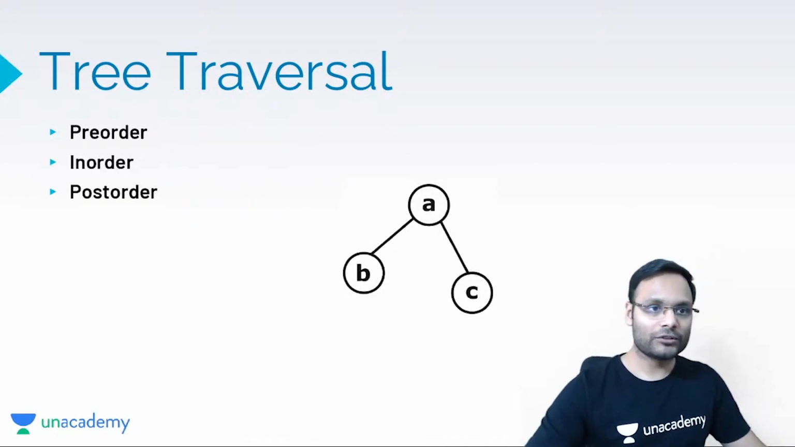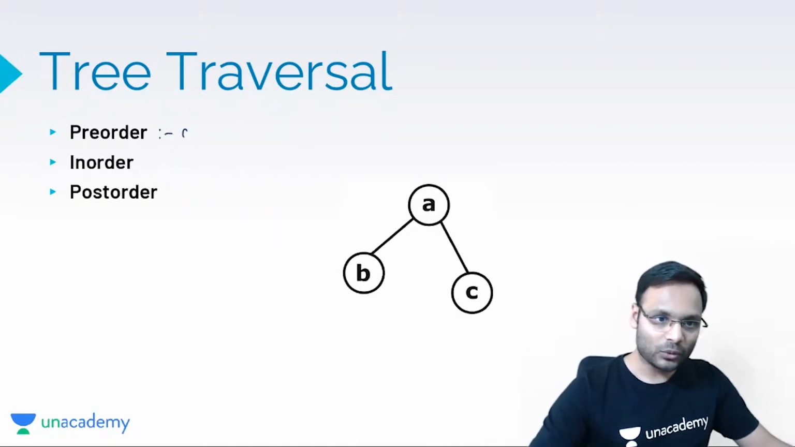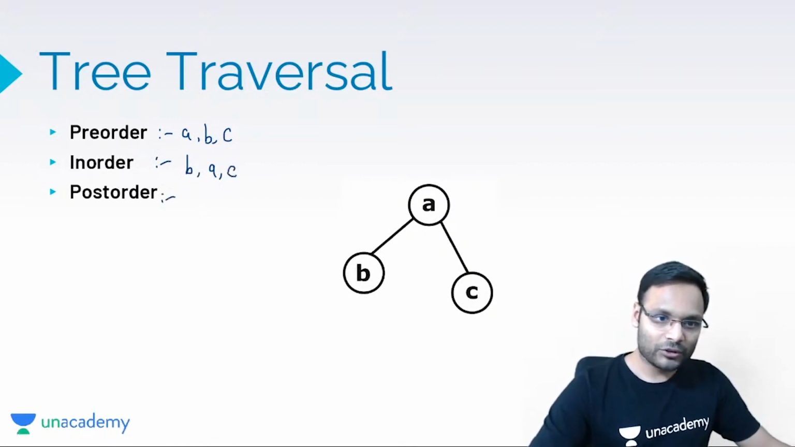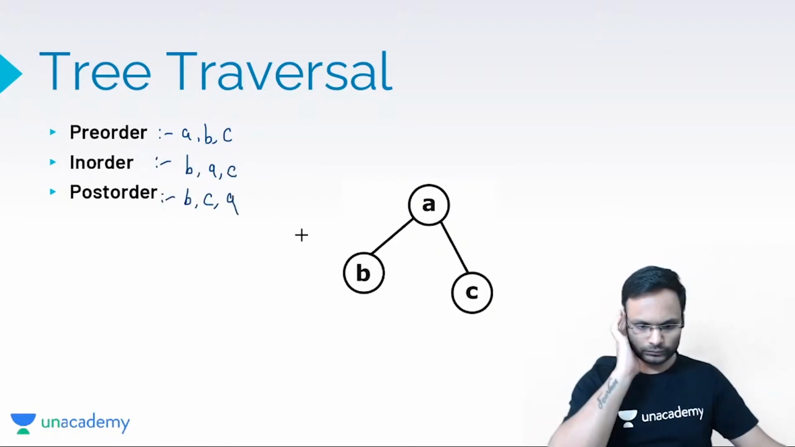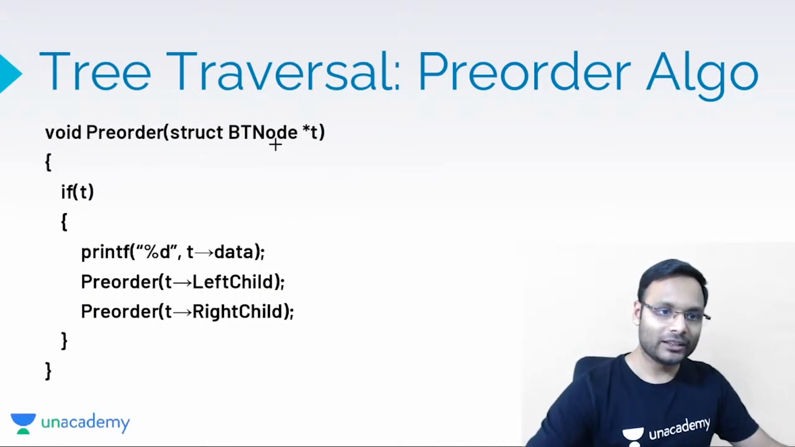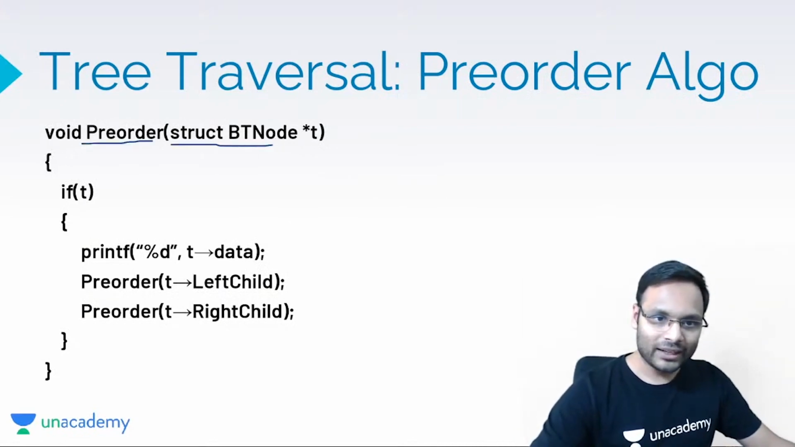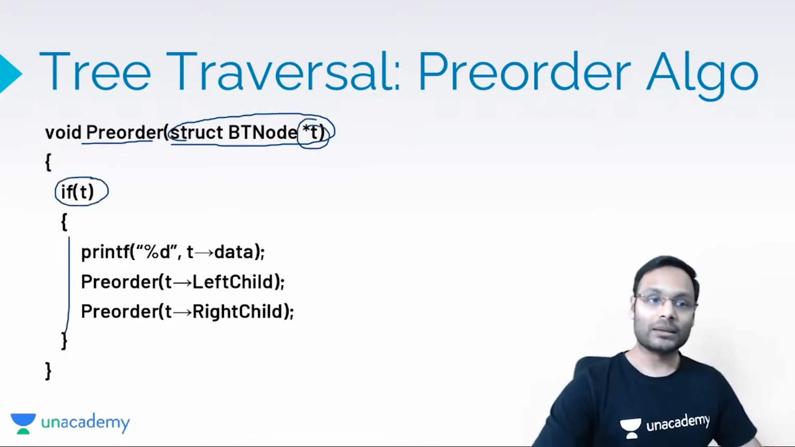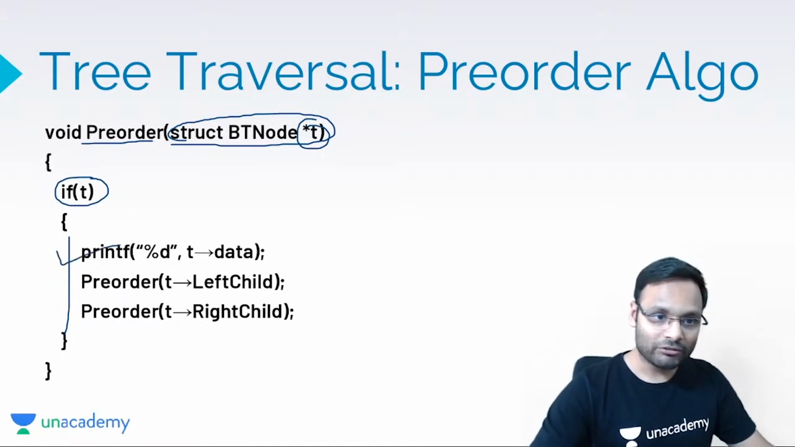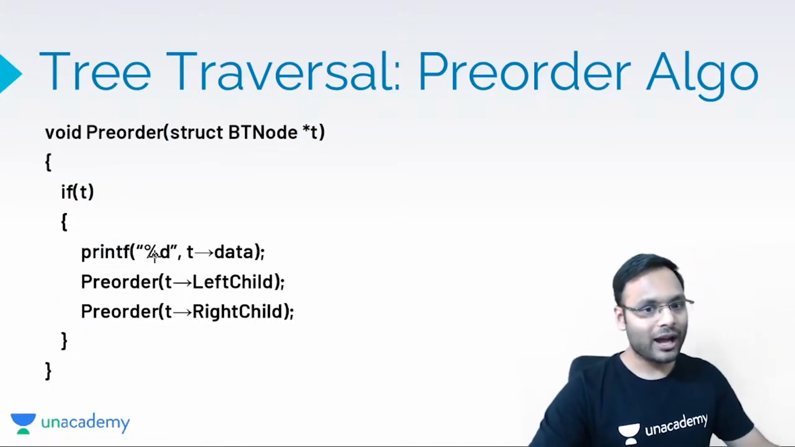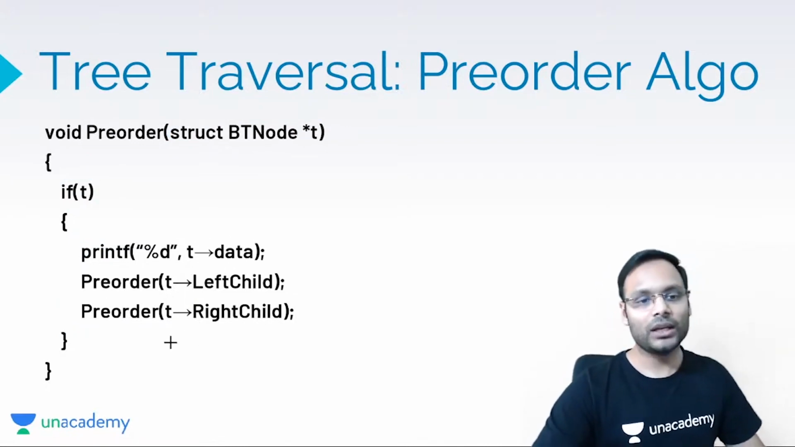Let's get the traversal of this particular tree. First of all pre-order traversal: root, then left subtree, right subtree. In-order traversal: left, root and right. And in post-order traversal: first of all left and right and root. If you want to write the algorithm, you call the pre-order function using the binary tree root pointer t. You just check if t is true, then only you do some kind of traversal. In the traversal, in the first place you print the data of the current node. After that recursively call for the left child, recursively for the right child.